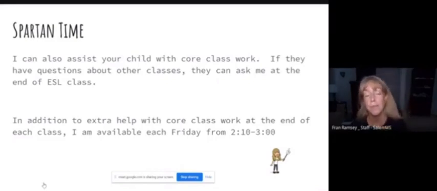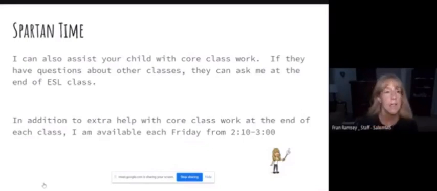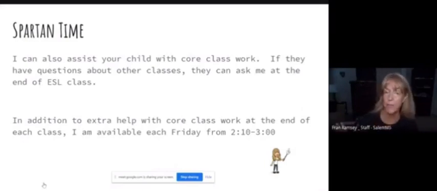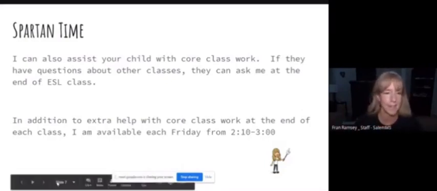And additionally, every Friday is my Spartan time from 2:10 to 3 o'clock. They can just enter the meeting the same way they do with class. Go to meet.google.com and I'll be there. It's optional. They don't have to come on Fridays from 2:10 to 3 o'clock. But if they have a question about classwork or just something that they don't understand, they can come on into that meeting and I will be there and willing to help them.